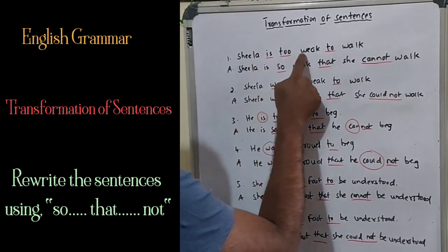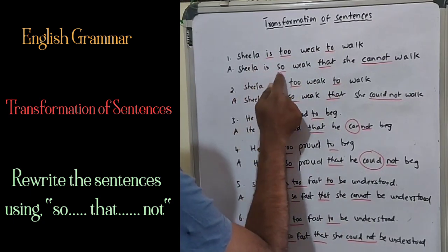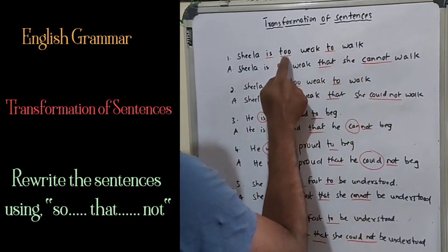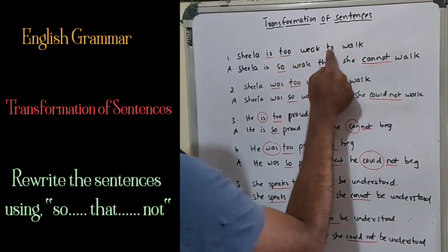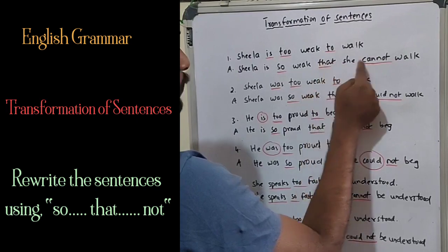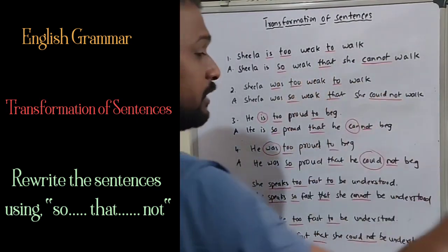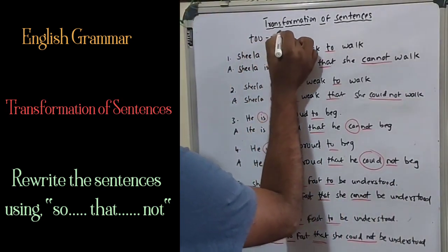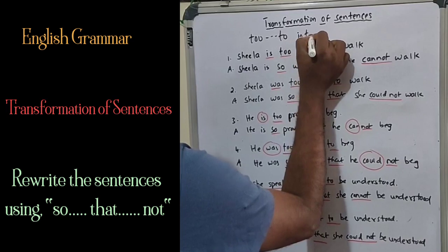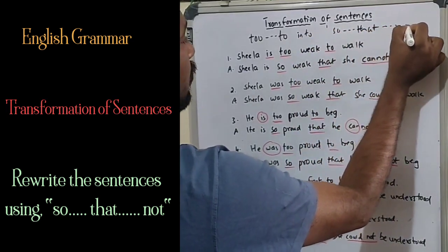Look at the first example once again. "Sheila is too weak to walk." This can be written like this: "Sheila is so weak that she cannot walk." In the place of "too", we have to use "so" and write the rest as it is. And in the place of "to", you must write "that ... not". Remember, we are converting sentences containing "too ... to" into sentences containing "so ... that ... not".